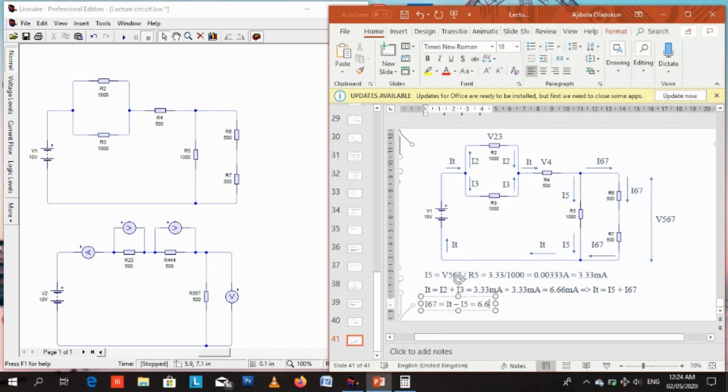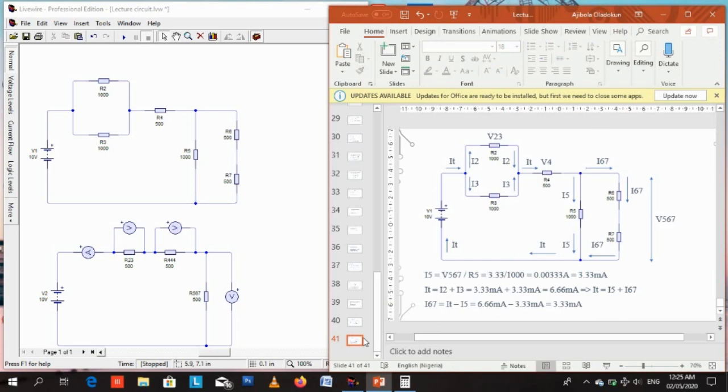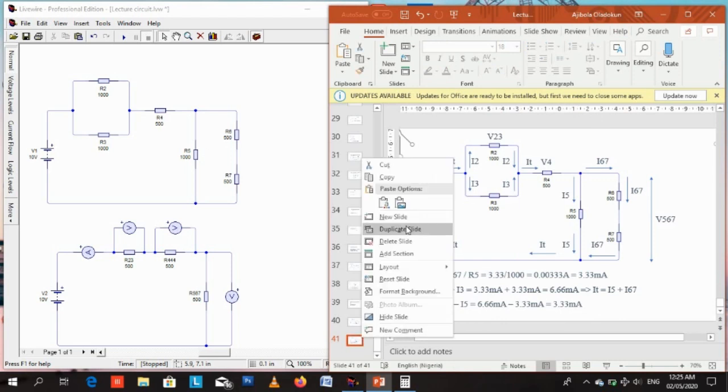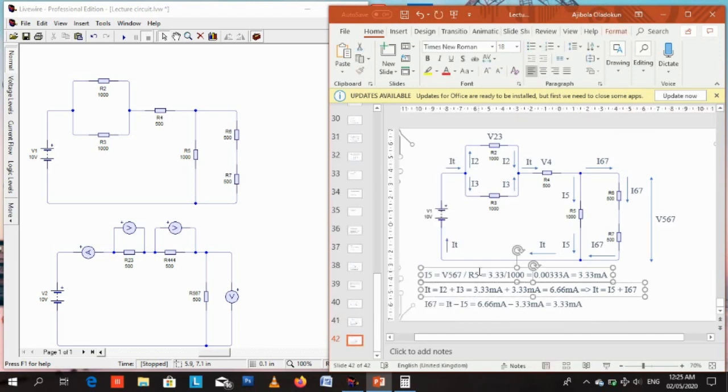The difference will just be 0.01 milliamp, so we can use this new one either way. So 6.66 milliamps, total current, minus 3.33 milliamperes, that is I5. I5 is 3.33 milliamperes. IT is 6.66 and I5 is 3.33. Subtract that, we have 3.33. So that's our I67. We've gotten our I67.